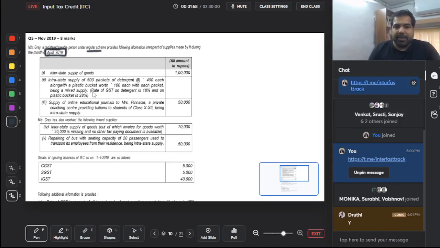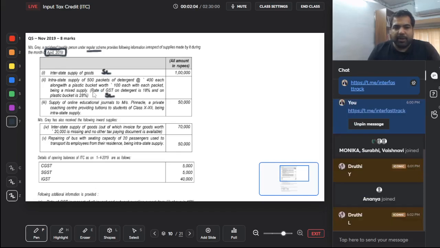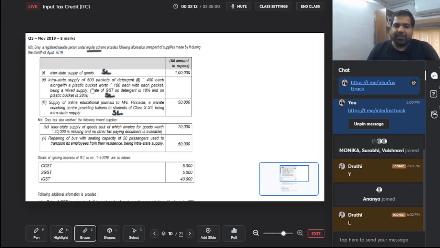Guys, there are some interstate supplies. Supply leads to what guys? Supply leads to liability. Again, intrastate supply. Supply leads to liability. Again, supply leads to liability. So these three things are supplies. They will give you a liability. Liability means your liability ledger or register.